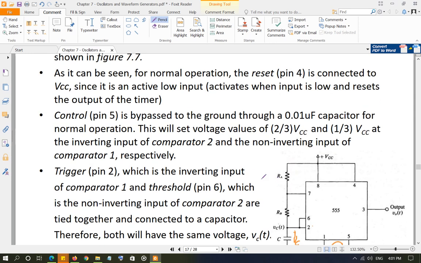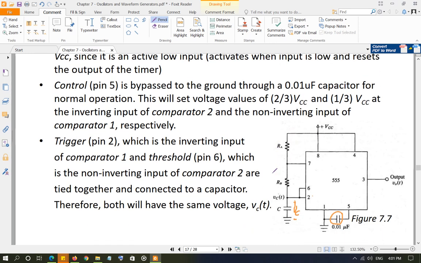So how does this circuit operate? Let's look at how the circuit is operating. Once again, the output will be either high or low. As I explained, low is going to be 0 and high is going to be V high, which can either be close to VCC or less than VCC. It cannot exceed VCC, of course, because VCC is the highest voltage in the circuit.